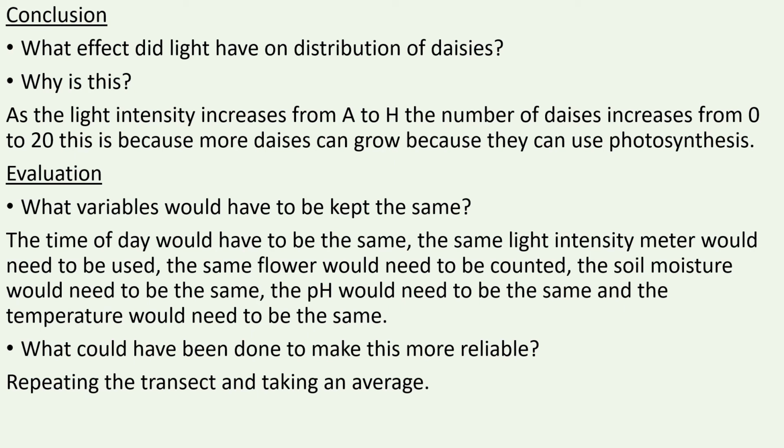The evaluation would be that the time of day would have to be the same, the same light intensity meter would need to be used, the same flower would need to be counted, the soil moisture would need to be the same, the pH would need to be the same, and the temperature would need to be the same. What could have been done to make this more reliable? Repeating the transit and taking an average, just to make sure that we get rid of any atypical results.